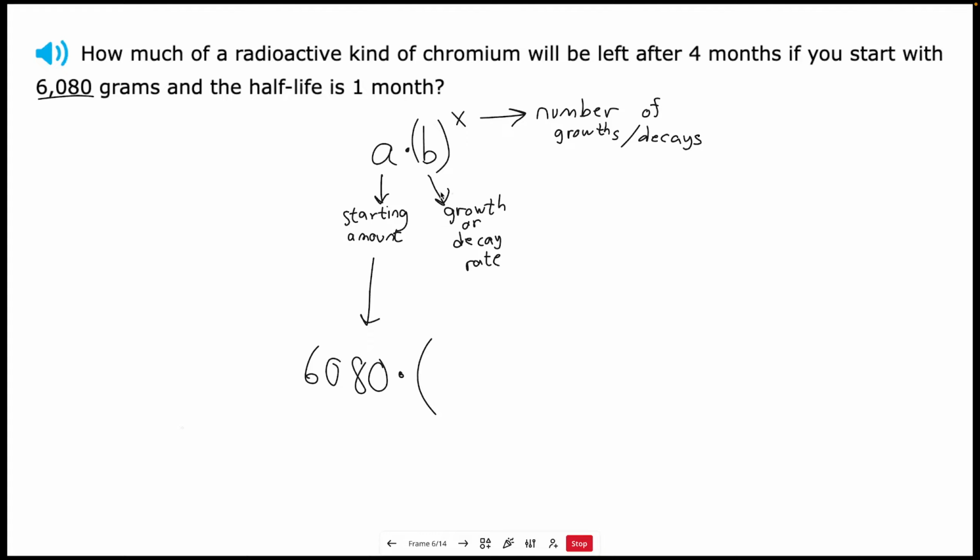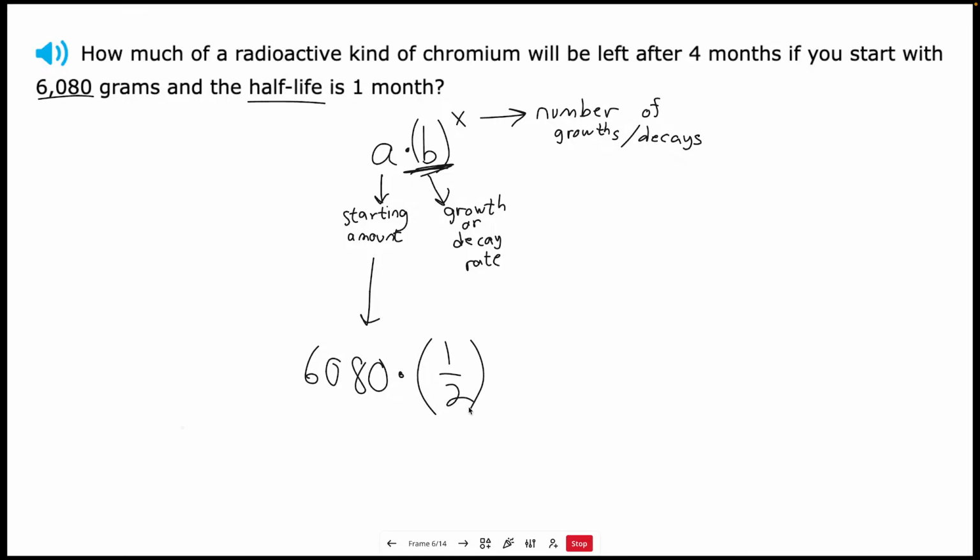The next thing in our formula is the B, and that is the growth or decay rate. All right, so how much is this thing growing or decaying? In this case, it's decaying, right? It's getting smaller. So that means that's the half-life. So we need to half, right? That's the decay rate here. It's being halved every month.